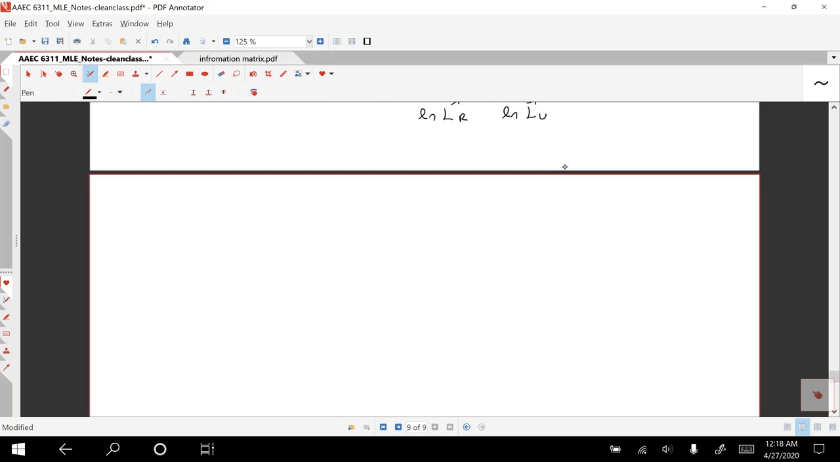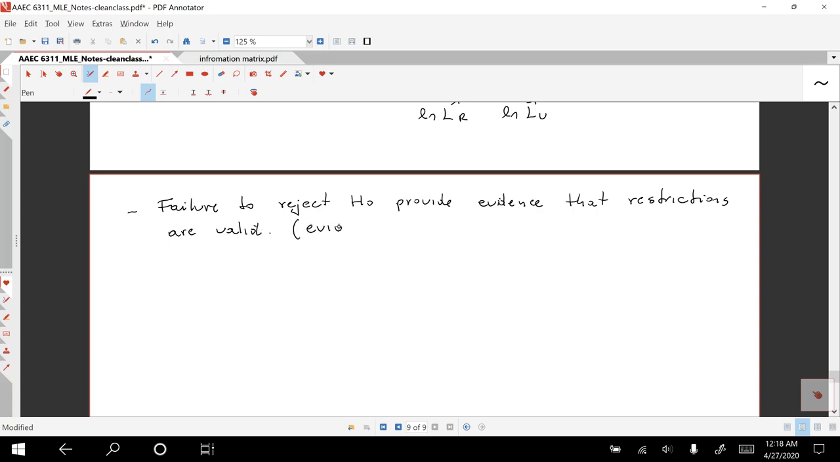So for interpretation, basically, the failure to reject the null is going to provide evidence that the restrictions are valid. Another way to say it, that's evidence in favor of the restricted model.